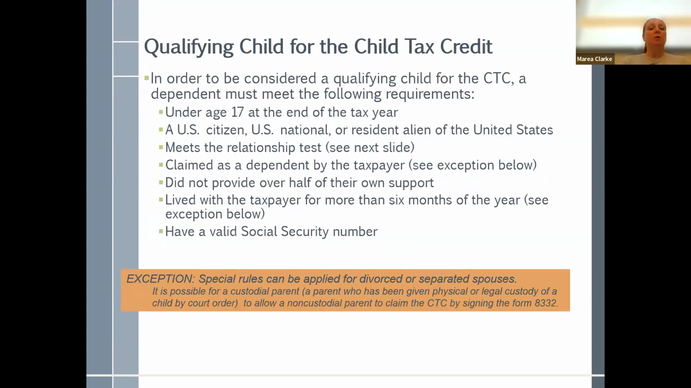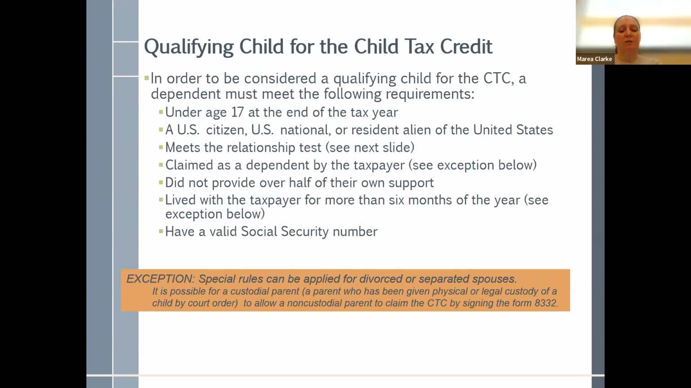To be a qualifying child, you must be a dependent and you must meet the following requirements. The age requirement is to be under age 17 at the end of the tax year. Again, that's a US citizen, national, or resident alien. There's a relationship test. You have to be claimed as a dependent. You can't provide over half of your own support. You must have lived with the taxpayer for more than 6 months, although there is an exception for temporary absences like education, going to school. And you also must have a valid Social Security number.